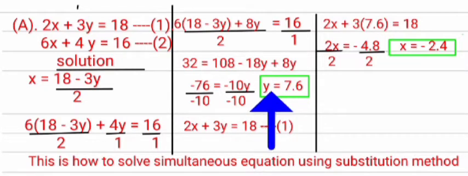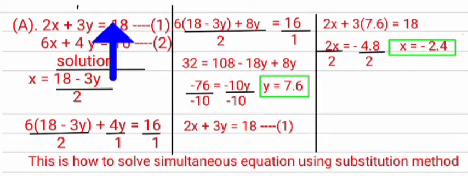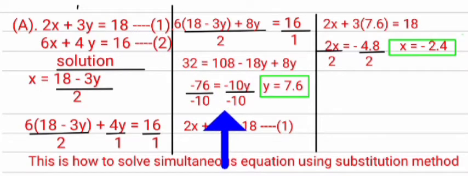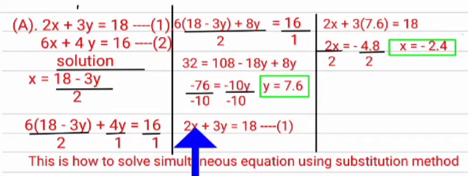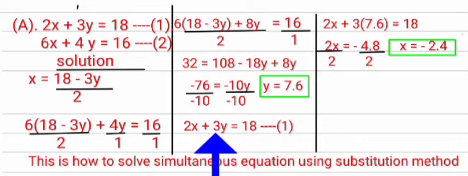This is how to solve using substitution method. So after getting y as 7.6, then you go ahead and substitute this value for y into equation 1, into this equation. So we're going to have what? 2s plus 3y is equal to what? 18. And then when we substitute, that means we're going to replace what? y with this value in equation 1.